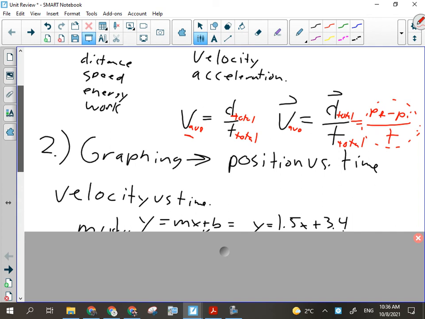Both graphs are in both sections of the test. There are some velocity and position versus time graphs in multiple choice, and there's a velocity versus time graph question in the written, and a position versus time graph question in the written as well. So there's one of each in both sections.